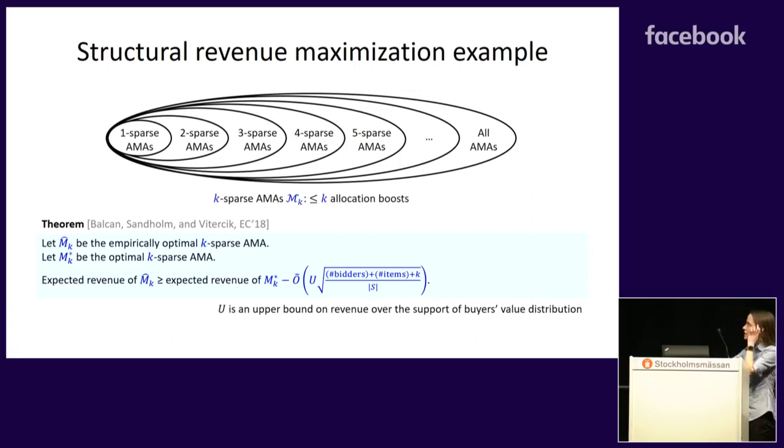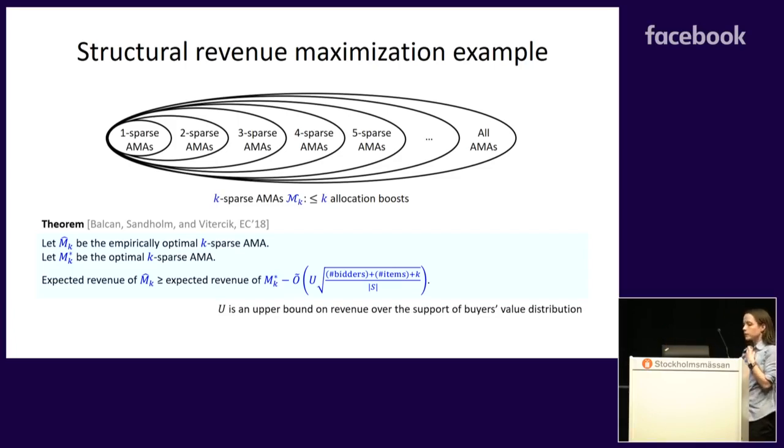can look like. So again, let's think about the class of affine maximizer auctions, but let's break it into a hierarchy of simpler classes, which I'll call k-sparse affine maximizer auctions. A k-sparse affine maximizer auction is where I only boost k allocations at a time.